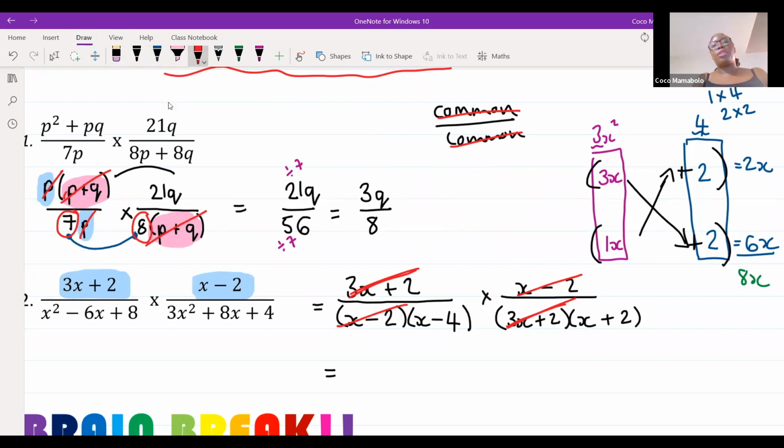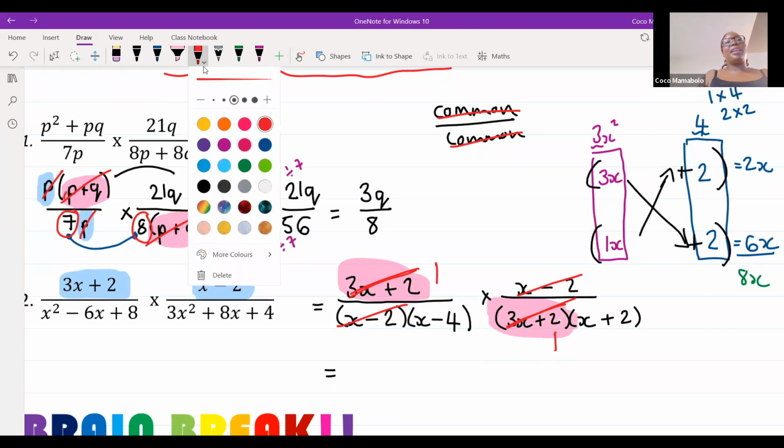Now I've gone 3x plus 2 divided by 3x plus 2. What is my answer? Ma'am, please repeat. 3x plus 2 divided by 3x plus 2. What's my answer going to be? 1. So I have a 1 over here and I have a 1 over there, because 1 divided by 1 is just 1.